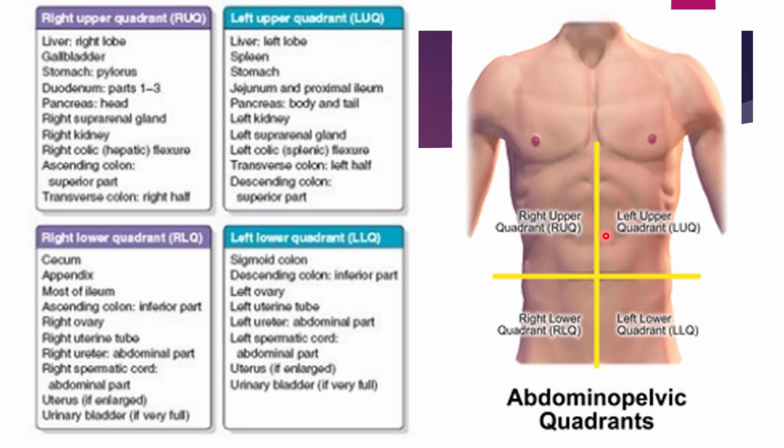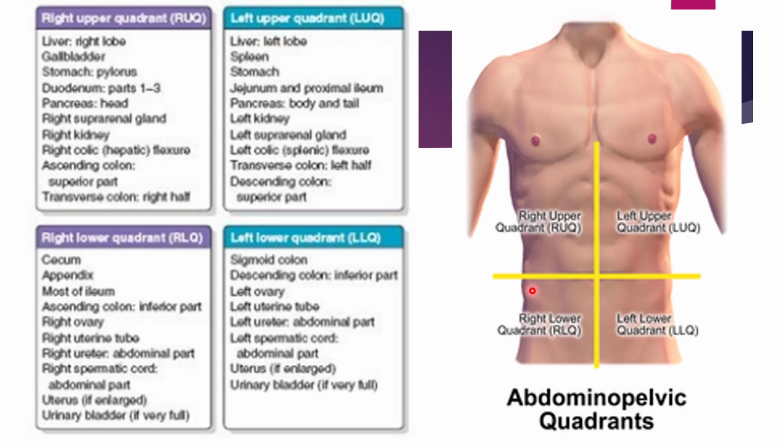Then in the left upper quadrant, there is the left lobe of the liver, the spleen, the stomach, the jejunum and proximal ileum. Then the body and the tail of the pancreas are present here. There is the left kidney, the left suprarenal gland, the left colic flexure, then the transverse colon, with its left half here, and the superior part of the descending colon. Here in the right upper quadrant, the superior part of the ascending colon was there. In the left upper quadrant, the superior part of the descending colon is there.